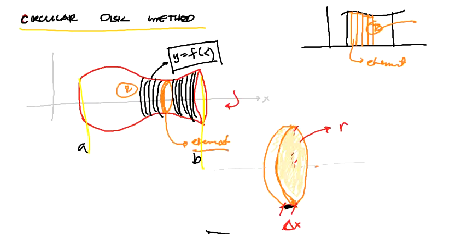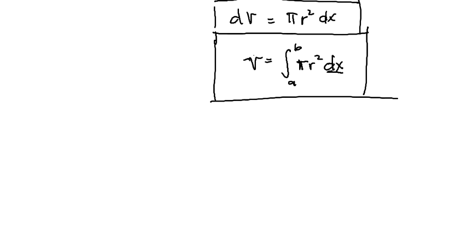Hi, welcome back. So now let's try to have an example regarding the circular disc method in finding the volume. Say for example, we have a curve y is equal to the square root of x, and line x is equal to 2, and the x-axis.